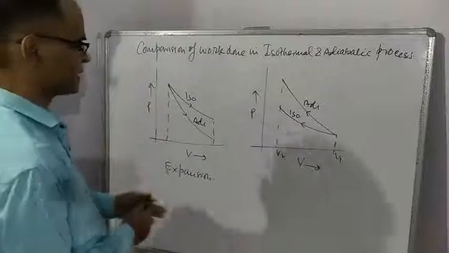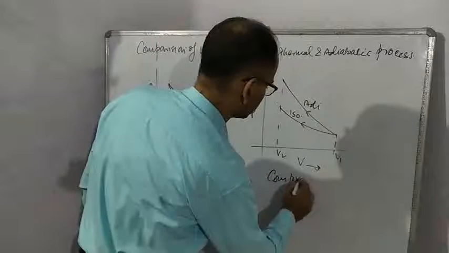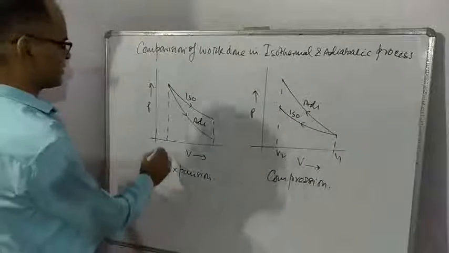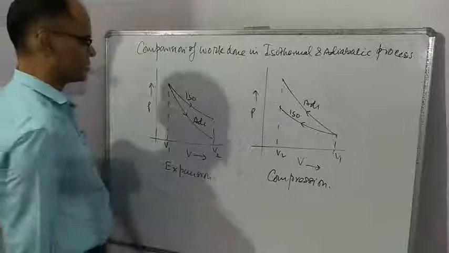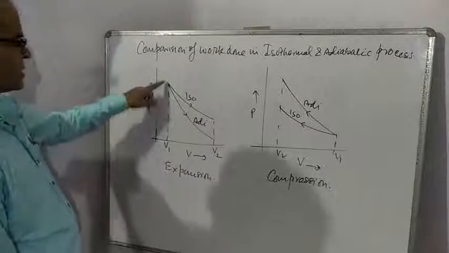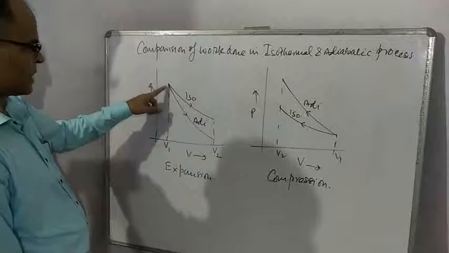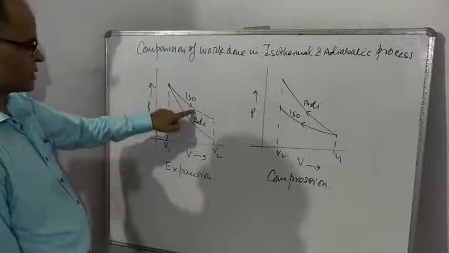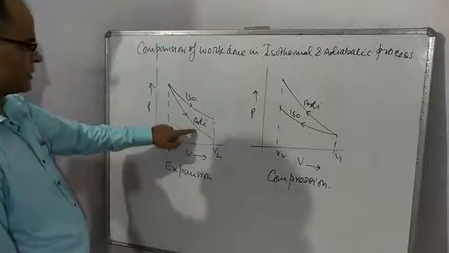First, expansion. Let us suppose the initial volume is V1 and the final volume is V2. The system expands isothermally, and the system expands adiabatically. This slope is less, so it is isothermal. This slope is more, so it is adiabatic.